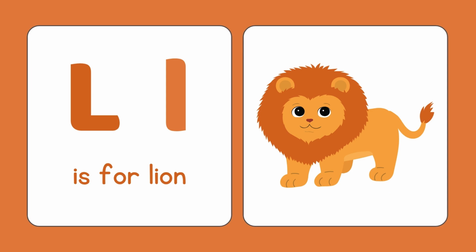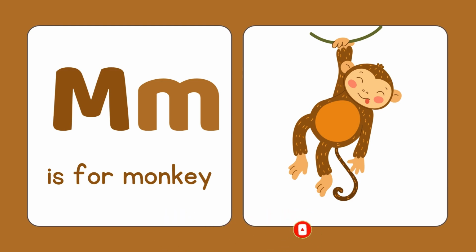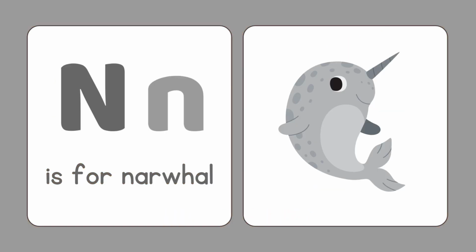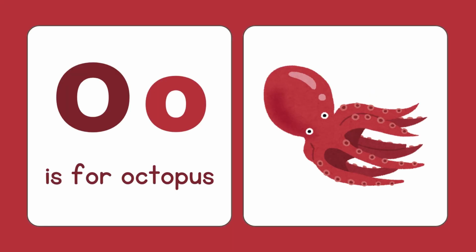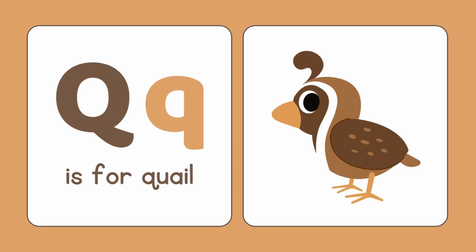L is for lion. M is for monkey. N is for narwhal. O is for octopus. P is for penguin. Q is for quail.